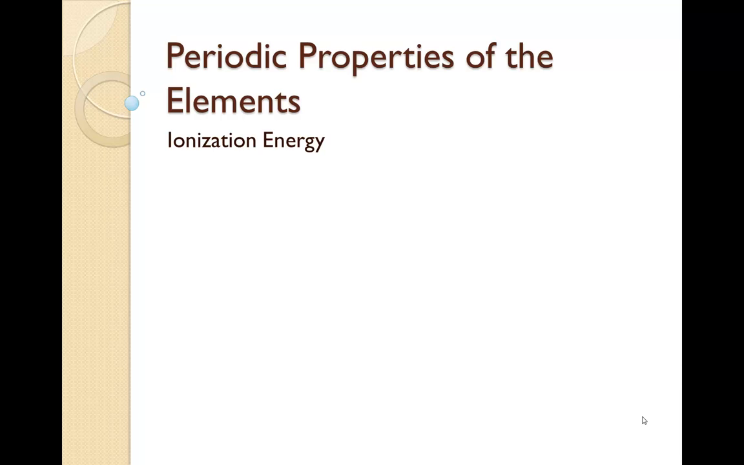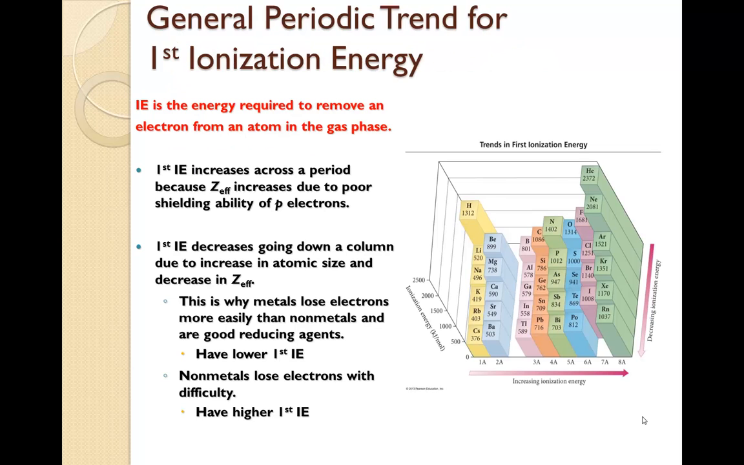This tutorial discusses the periodic trend for ionization energy. The ionization energy is the energy required to remove an electron from an atom in the gas phase. The first ionization energy increases across the periodic table from left to right. You'll notice that in this visual, it has very high ionization energies to the upper right hand corner.